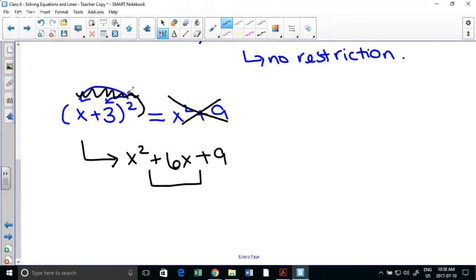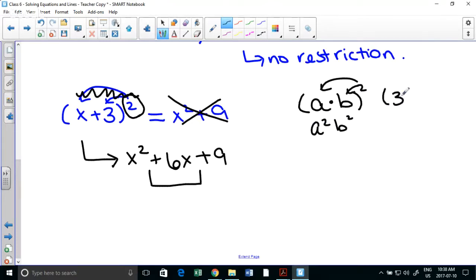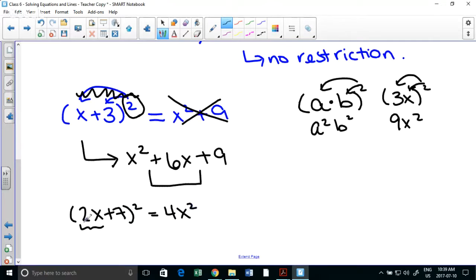The only time this 2 gets distributed in is if you have a product in here. If this is a product, then you can do this and say this is a squared b squared. Or if you have 3x, you get 9x squared because this distributes to the 3 and to the x. But when you have a binomial squared, you have to have your middle term. Square of the first, 2x times 7 is 14x times 2 is 28. 7 squared is 49. So you have to have that middle term.